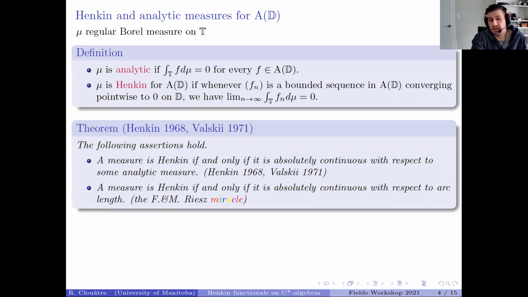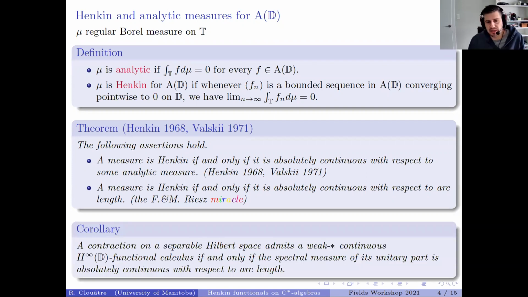All right, and then you can say, well, I have really solved the operator theory question. So here's the corollary that answers the question. If you have a contraction on a separable Hilbert space, then it admits a weak star continuous H infinity functional calculus if and only if the spectral measure of its unitary part is absolutely continuous with respect to arc length.